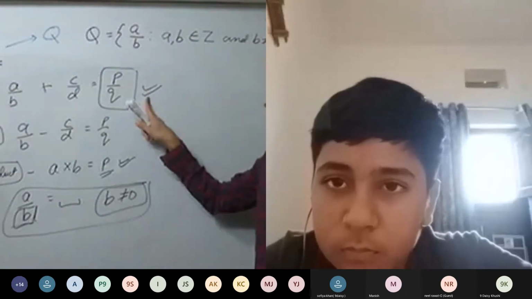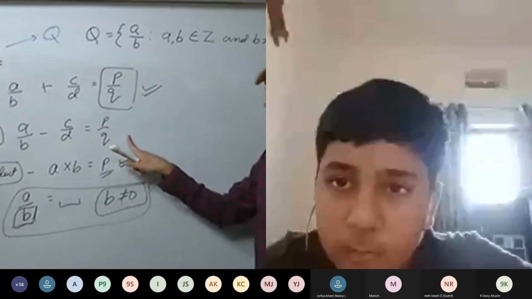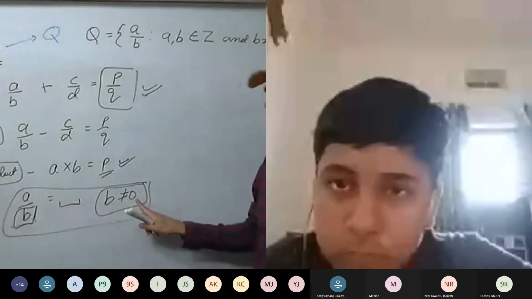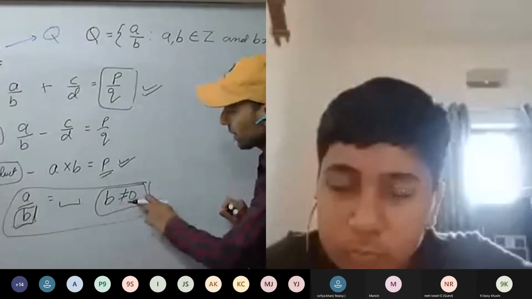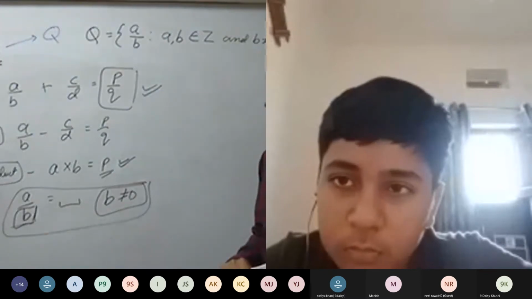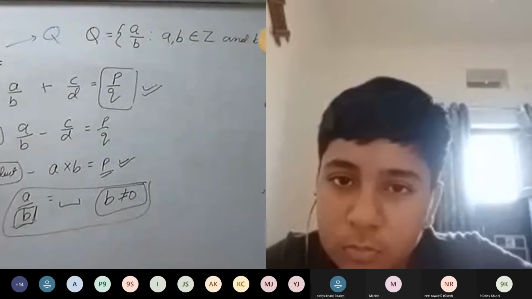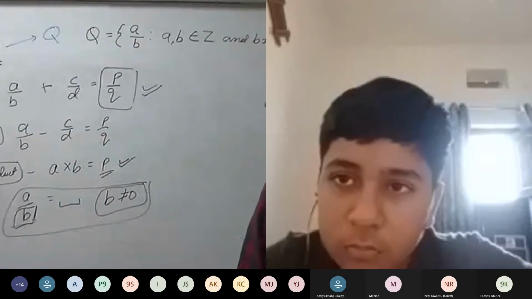So this condition must be satisfied by the divisor. With sum, no condition. With multiplication of two rational numbers, no condition. With difference as well, no condition. But in division, there is one condition. Always remember this one: the divisor must not be equal to 0. These are the properties of rational numbers.